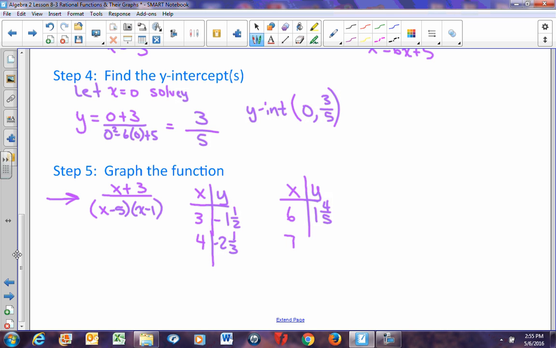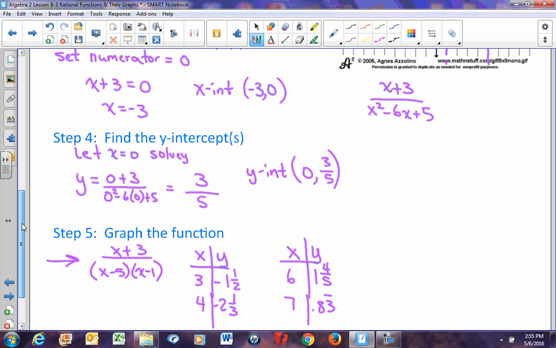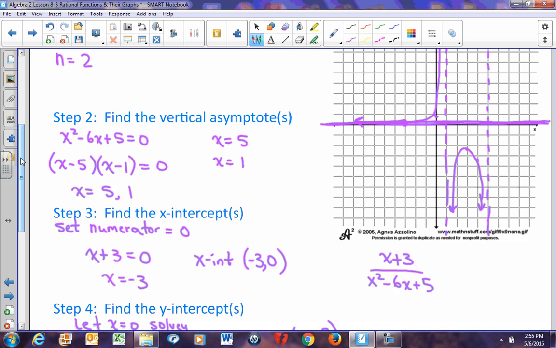If I put in 7, it's a really ugly decimal, but that's okay. It's 0.83 repeating. Okay, so I'm looking at 1 4/5 and then 0.8. So 6 is 1 4/5, and 7 is 0.8, so we're about that. And remember, it can't cross the x-axis because I have that asymptote. So this should look something like this.